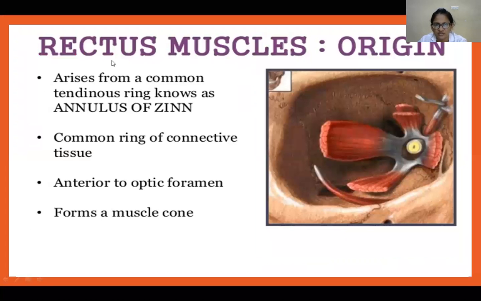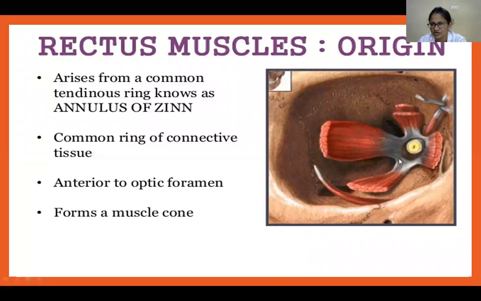Next, coming to the rectus muscles. What is the meaning of rectus? In Latin, rectus means straight. Rectus muscles are four muscles. All these muscles take origin from the same place. What is this? Common tendinous ring.